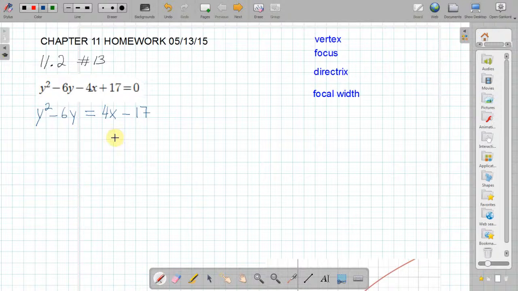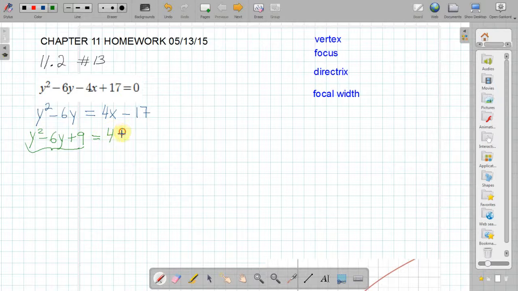Once we have that, we need to have a binomial square on the left. So to do that, we need to complete the square. To complete the square, we put y squared minus 6y, and then we take half of the 6 and square it. So half of the 6 is 3. 3 squared is 9, so plus 9. So now this is a perfect square.